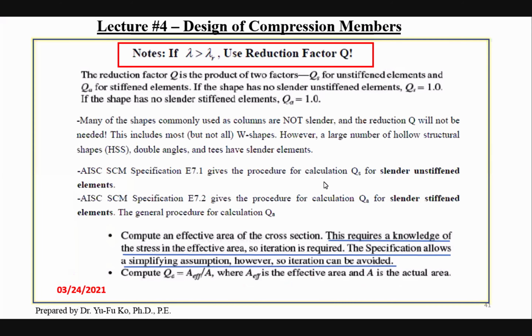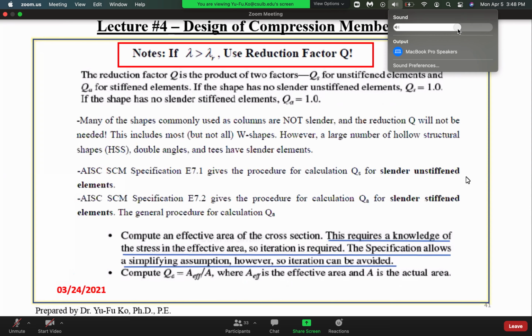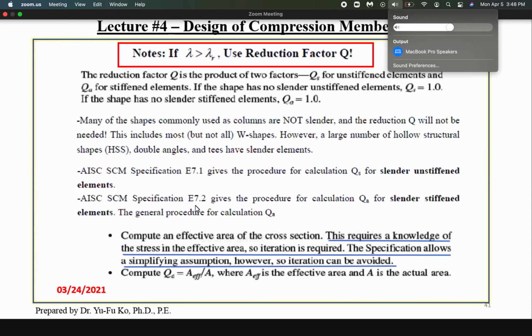Application, they will give you the procedure to calculate Qs for slender unstiffened elements. If you go to specification, chapter E7.2, they give you the procedure for Qa to calculate slender stiffened elements. So this is based on the 13th edition. Of course, like I said, if you use the 15th edition and newer, they have a different method.